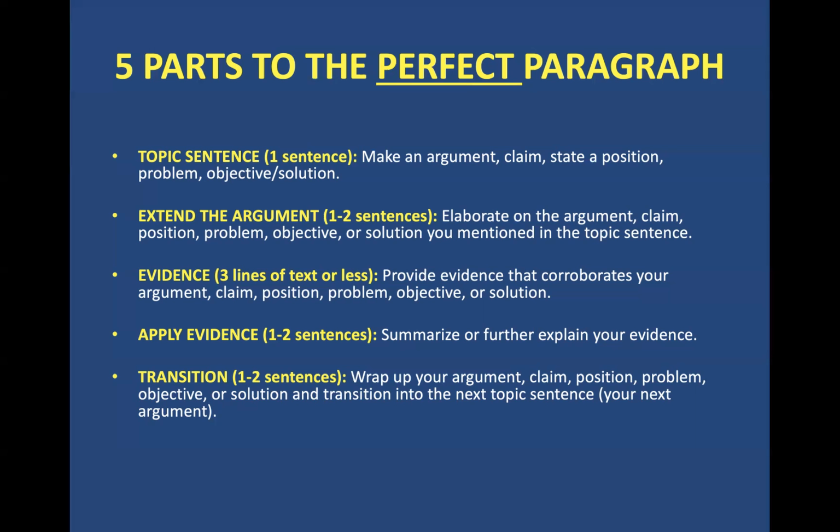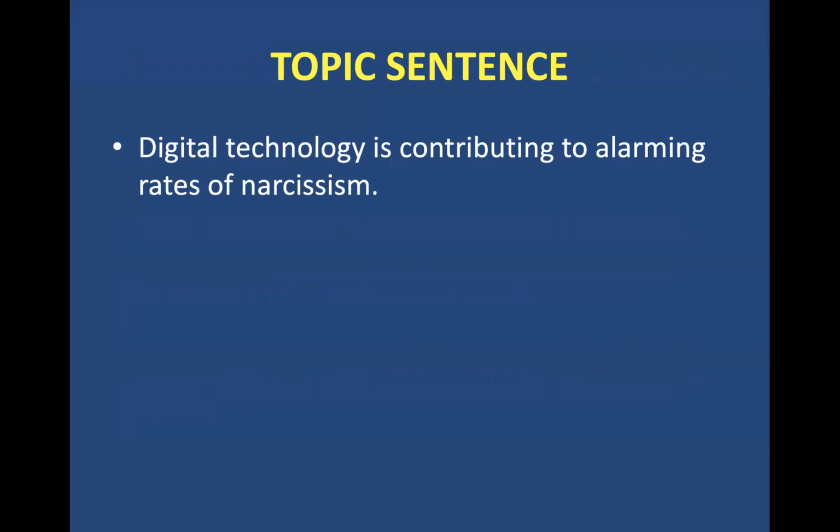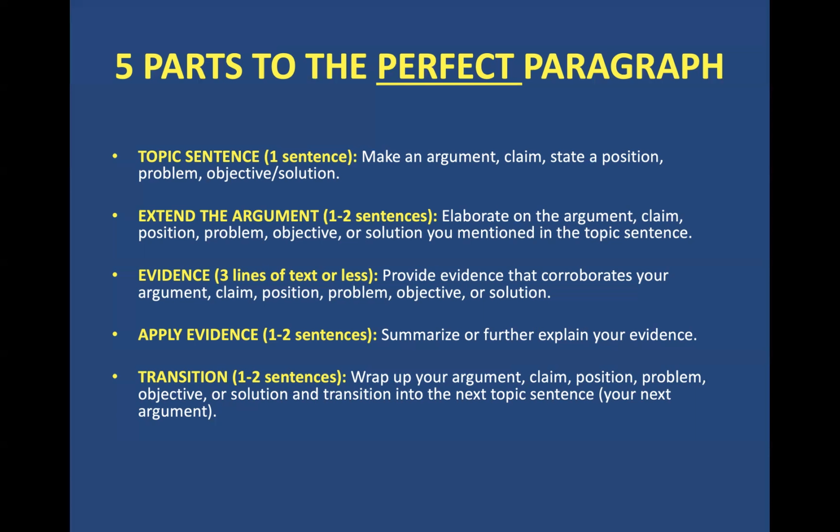So you put in, in your own words, what this evidence means to the argument that you presented in the topic sentence. And then finally, you transition. You wrap up your argument, your claim, your position, your problem, your objective or solution, and you sort of set up the next paragraph, the next topic sentence, or your next argument. So let's take a look at what each of these looks like, and then we'll read at the end a perfect paragraph. So topic sentence, first sentence, this again should be one sentence.